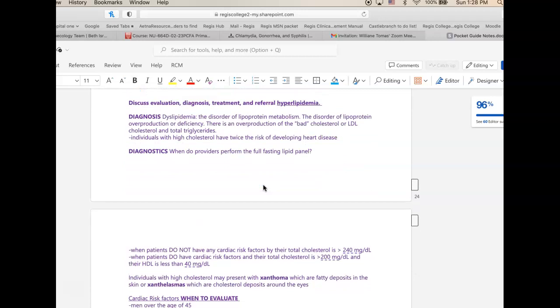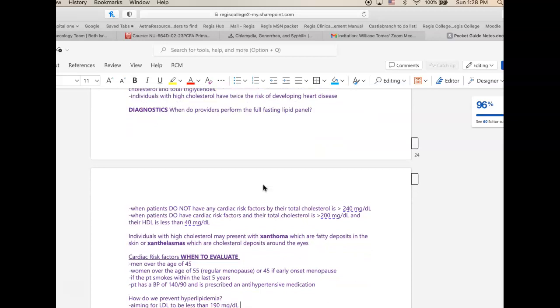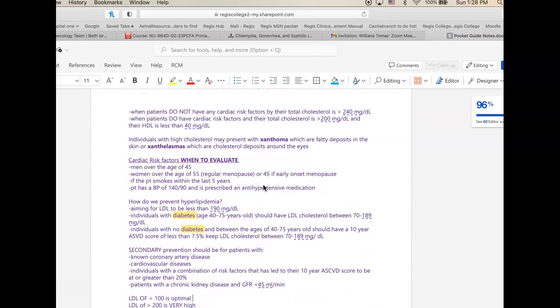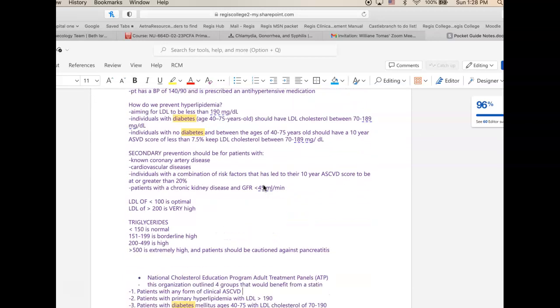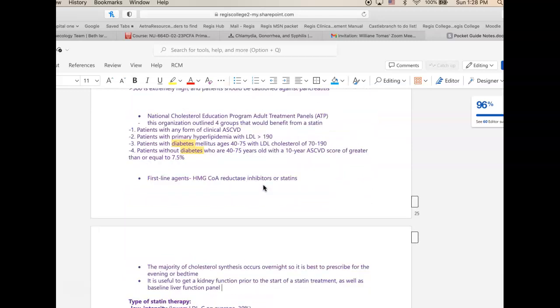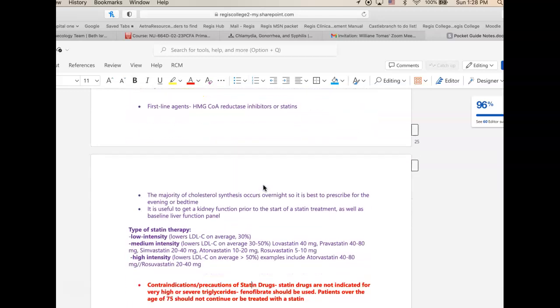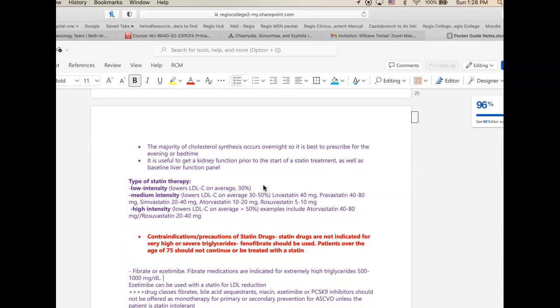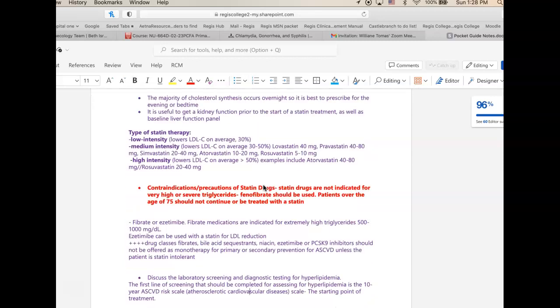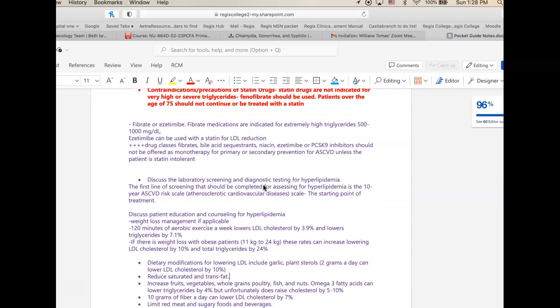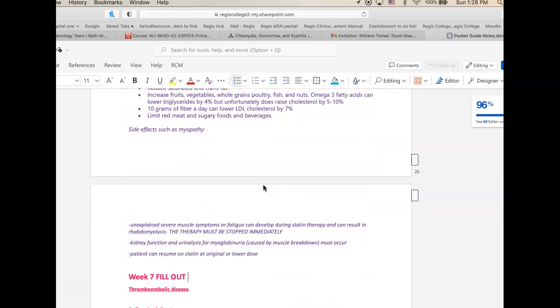And then diagnostic treatment and referral for hyperlipidemia, because again, we live in America and this is going to be seen quite often. And went over the statin therapies, when to prescribe low, medium, and high. This was definitely going to be used in practice. We went over fenofibrate for high triglycerides, another thing that we definitely are going to see.